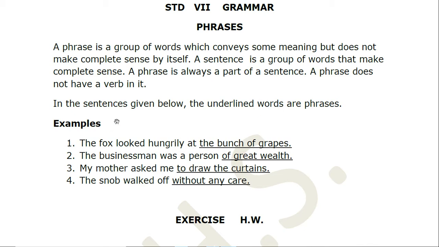Example. First, the fox looked hungrily at the bunch of grapes. If you see, what is the verb over here? Looked. So this part of the sentence will not come as a phrase. Which is the other part of the sentence? The bunch of grapes. So this is your phrase. Now the second one. The businessman was a person of great wealth. So here, was is your verb. So this part will not be your phrase. Which is the other part of the sentence?